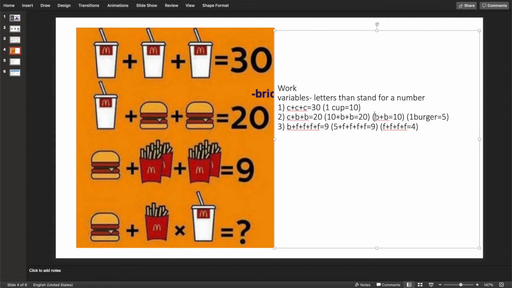Again, you're noticing a pattern. 10 divided by 2 gave us what the B was. 30 divided by 3 gave us what the C was. So what do we do here? Good. We do 4 divided by 4. So therefore, 1 fry equals 1. 1 fry is equal to 1.